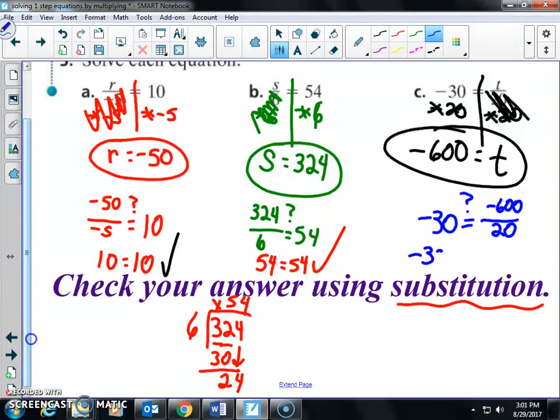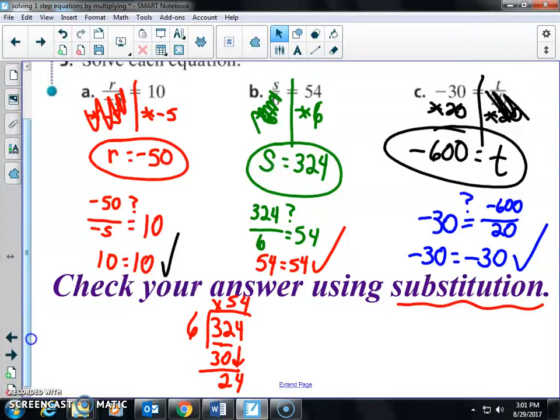Let's see, I've got negative 30 on the left. On the right, negative divided by positive is a negative. 600 divided by 20, I know that is 30. Negative 30 equals negative 30, check. I know I did it right. I proved it using substitution.